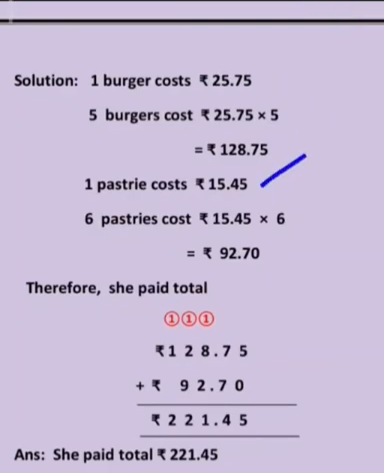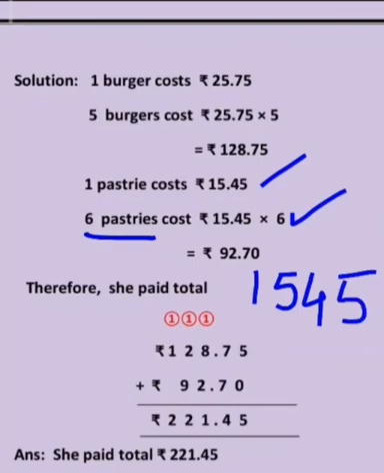Next, again the same way we will do. One pastry costs rupees 15.45. We have to find out the cost of 6 pastries. 6 pastries means much more than one pastry. So we have to do multiplication. If you do the simple whole number multiplication, side by side or column wise, it doesn't matter, you can do any one. Now this second multiplication I am showing you column wise.